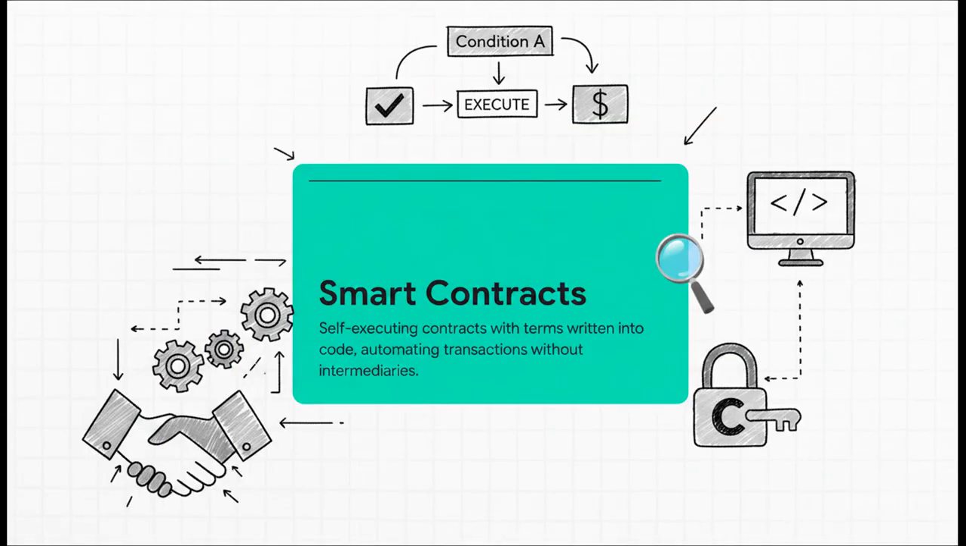Now, we're not just limited to simple transactions. We have smart contracts. And honestly, these are an absolute game changer. They're basically just agreements, but they're written in code and they automatically execute themselves when certain conditions are met.